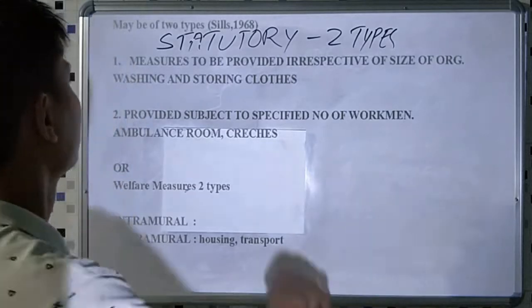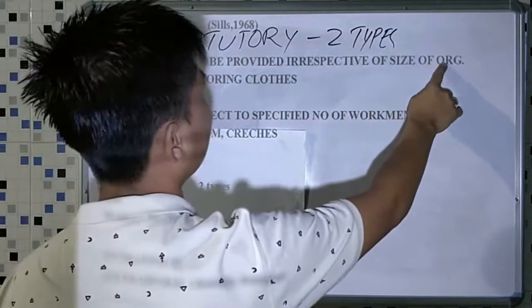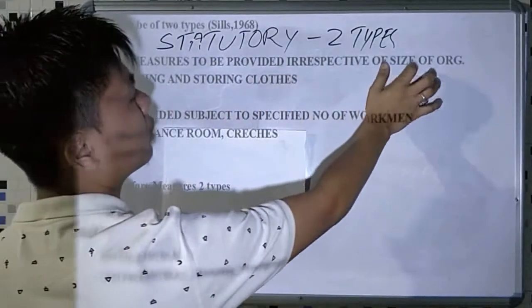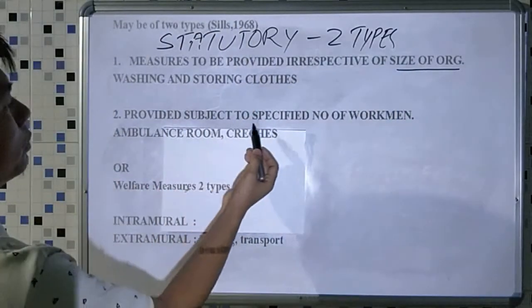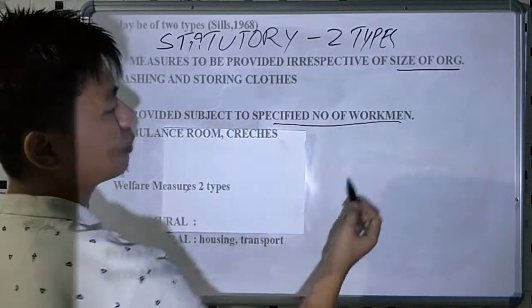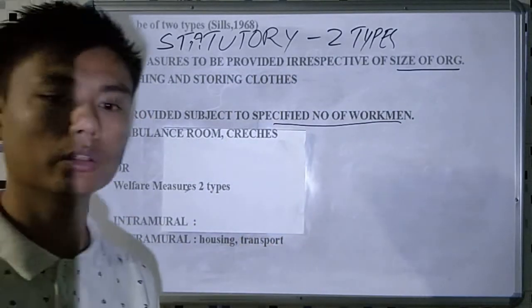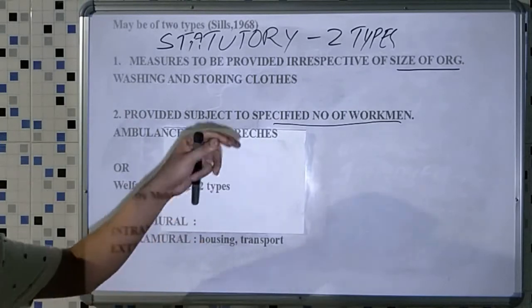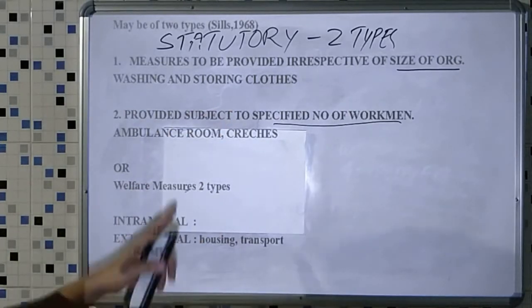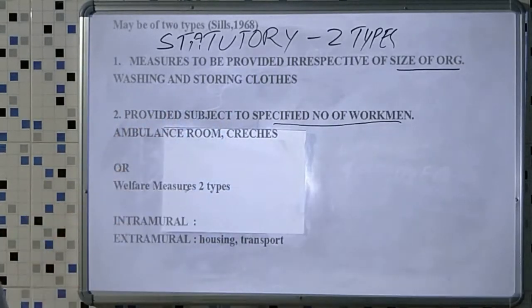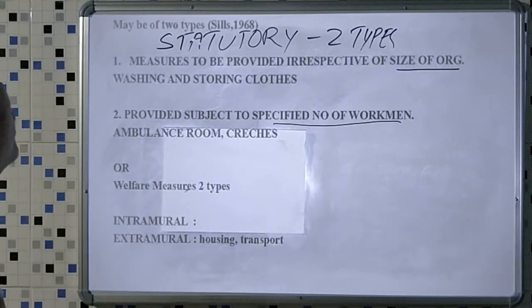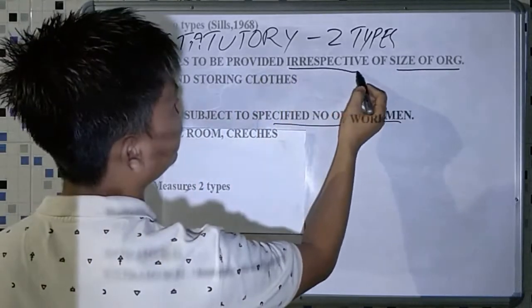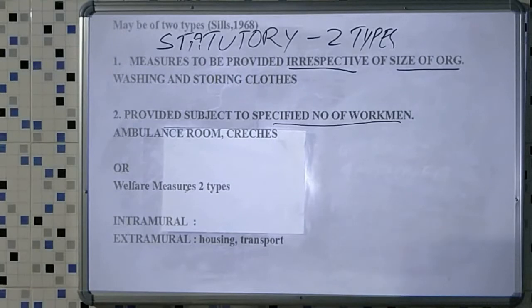So what are the measures to be provided irrespective of the size of the organization? See, size of the organization is an important one. And the others are provided subject to a specified number of workmen. That means what? We can determine it with respect to size. The first kind must be provided irrespective. That means no matter how many employees you have.